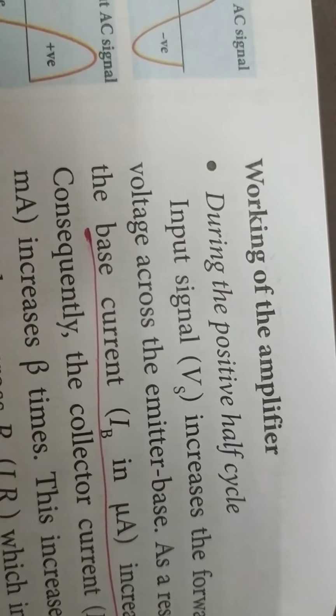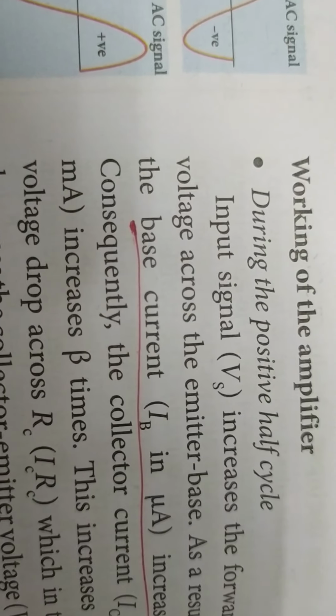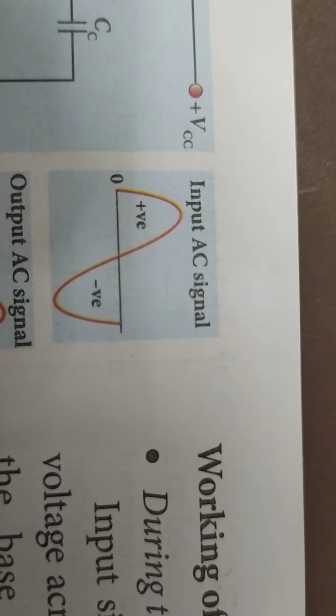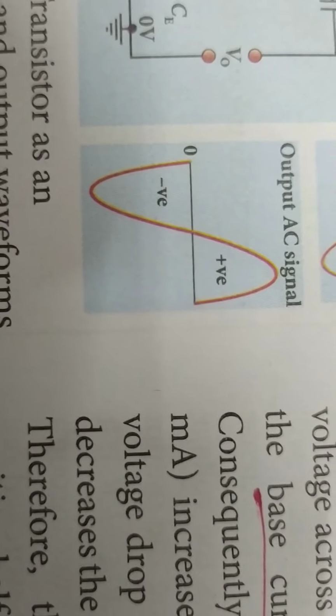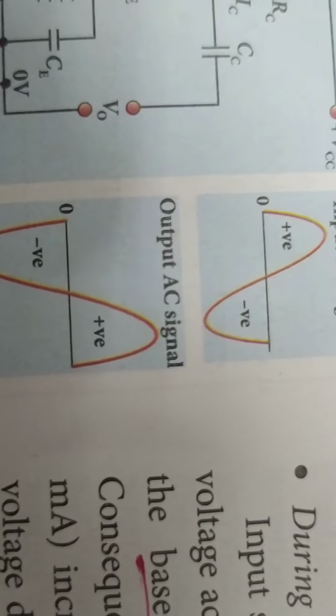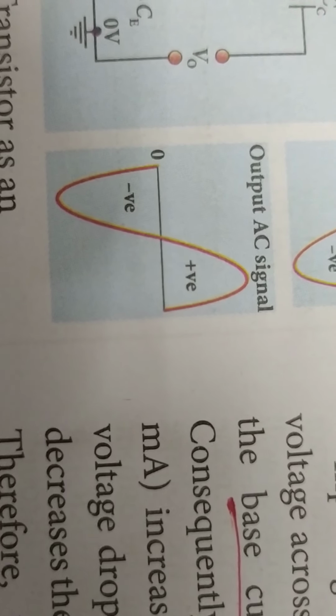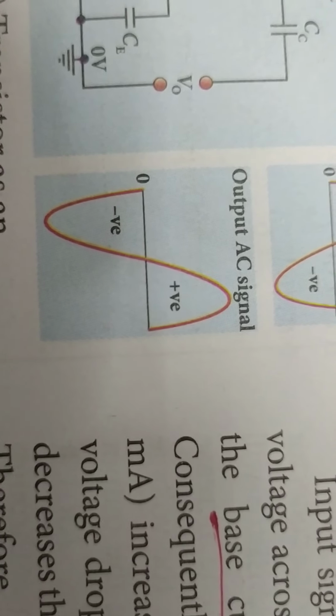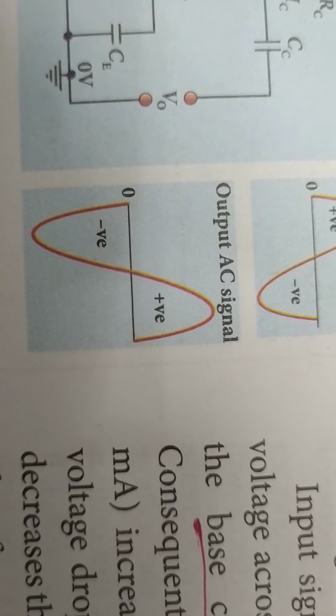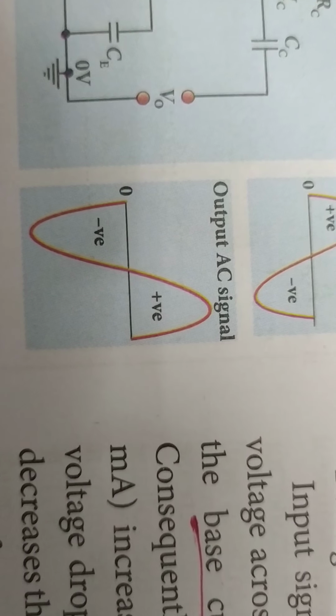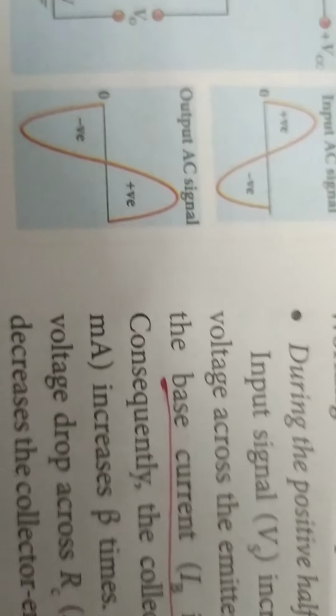And next we are going to see about the working of the amplifier during the positive half cycle. When you see this diagram, this is the input AC signal, and this is amplified like this. This is the output AC signal, and here the positive half is converted into negative, and the negative half into positive. So actually there is a phase reversal between the input and the output by an angle of 180 degrees, and we shall see how now.